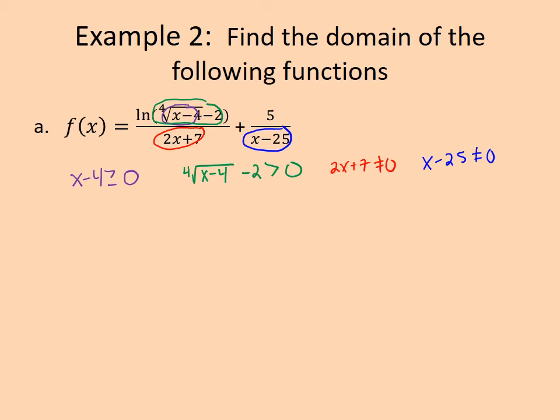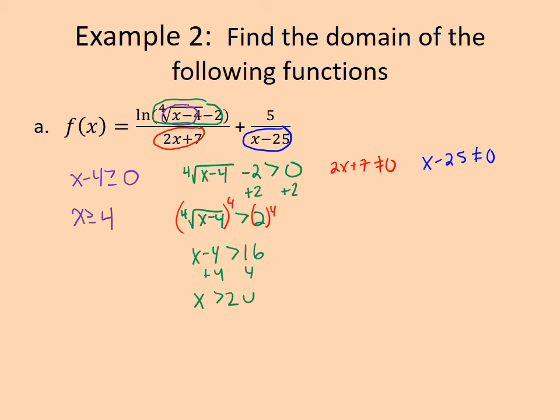So we have x minus 4 is greater than or equal to 0. So x must be greater than or equal to 4. Okay? Now this problem, we need to add 2 to both sides. So the fourth root of x minus 4 is greater than 2. Now in order to undo that fourth root, we need to raise that to the fourth power. So what we have is x minus 4 is greater than 2 to the fourth, which is just 16. And then we need to add 4 to both sides. So x is greater than 20.